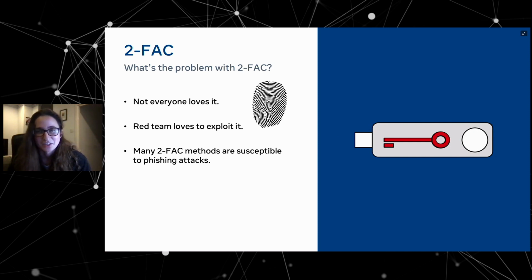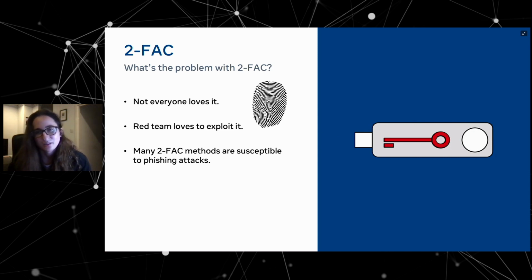Then there's phishing. As I said previously, two-FAC is generally meant to detect that someone is physically at their machine. But many two-fact methods suffer from being phishable. And this is something our red team loves to exploit, especially during Hacktober. And since two-fact checks can be scattered all over the place, we can be left open to compromised credentials. Also, I don't know about you, but I would need extra hands to count the number of times that I've accidentally tapped my YubiKey and nearly sent an HOTP over chat.